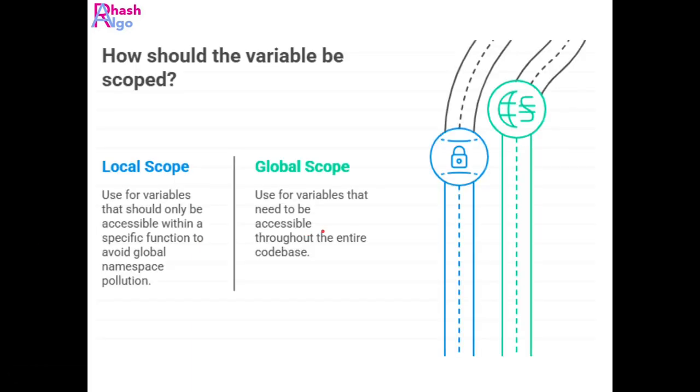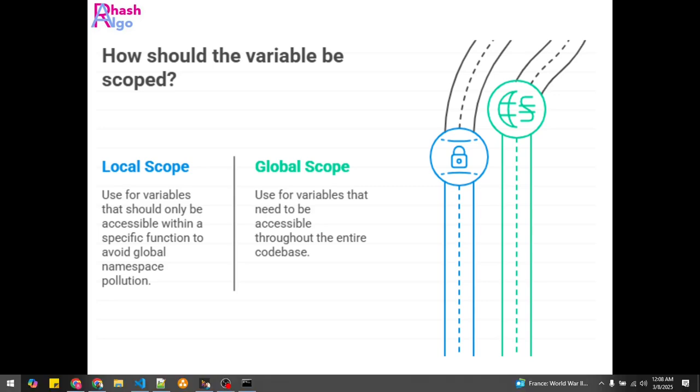Okay, now let's talk about scope of the variables. So there are two different scopes, local scope and global scope. Let's see with an example. For this, I want to open Visual Studio Code.